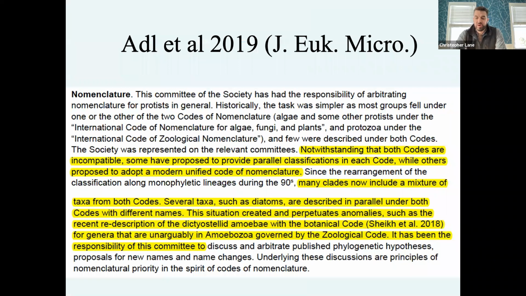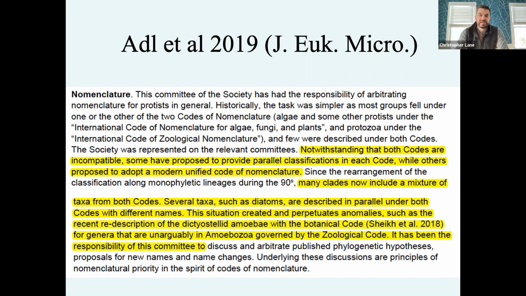Now, in order to understand and deal with the taxonomy of eukaryotic microbes, every 5 years or so, a large group of taxonomic experts get together and try to come up with a working classification. Now, there are problems from our perspective in trying to work together to make a coherent taxonomy across the eukaryotic tree, because, for instance, there are two codes, the botanical and zoological codes, that govern how taxonomy is described.